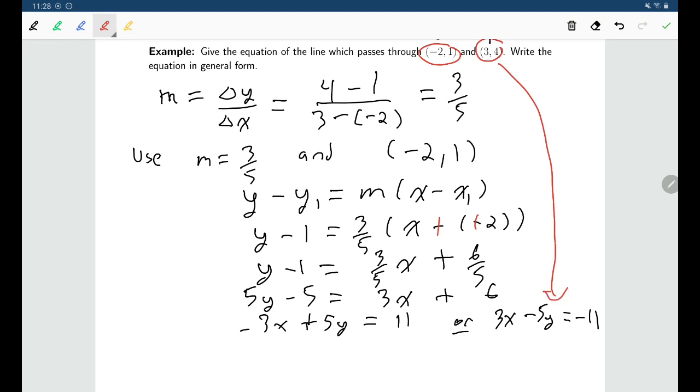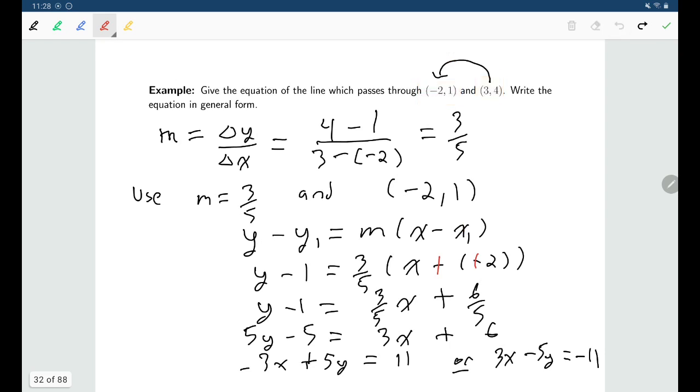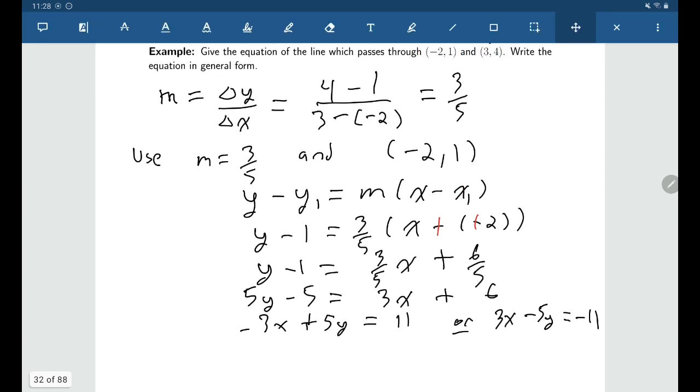In other words, if you were to put 3 in for x and 4 in for y, it should make the left side equal to the right side. And if you were to put in -2 for x and 1 for y, it should also make the left side equal to the right side. So that's one more thing that you can do if you have a few minutes. You can pause and confirm that yes, indeed, these 2 points are on the equation of that line that we just found, and you know that because those 2 points satisfy that equation.